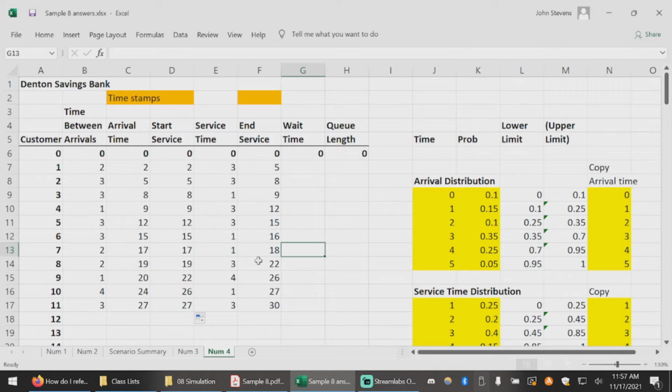Okay, so now I've implemented my formulas. I want to see, does it make sense? Let's double check these numbers. Customer 1 arrives at 2. Of course, there's no one there. Goes all the way to minute 5 to finish their service. Previous customer conveniently arrives at minute 5. They can go right away because as they come up, the other customer leaves. They go all the way to minute 8.